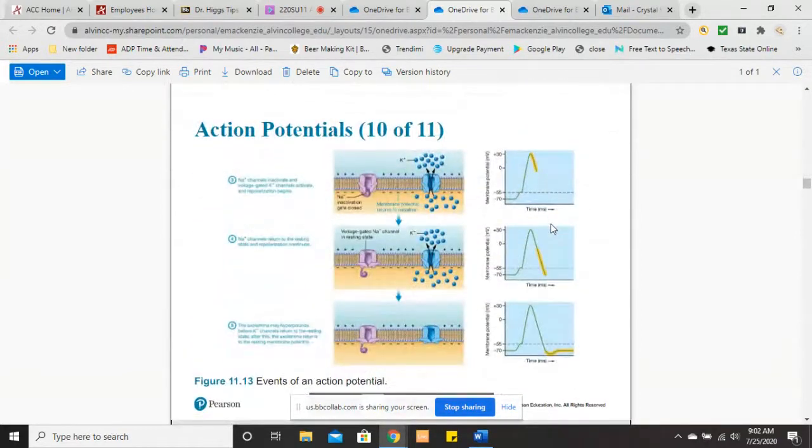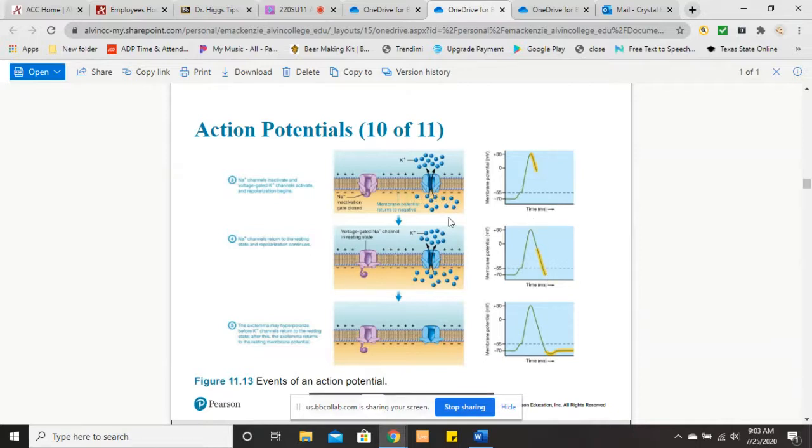In order for us to repolarize, for us to go back to being negative on the inside, well, for one, you got to stop letting positive things in. So you got to close your sodium channels. But that's not enough to get you to go back to being negative. You got to kick some positive stuff out. Now you're going to open voltage-gated potassium channels and you're going to kick out potassium. And that potassium is going to take its positive charges with it, and the cell's going to go back to being negative on the inside.